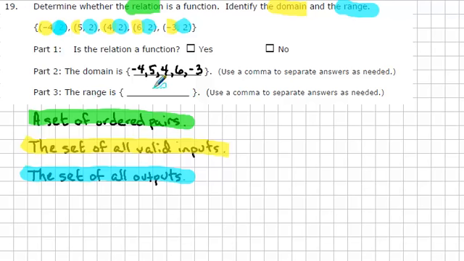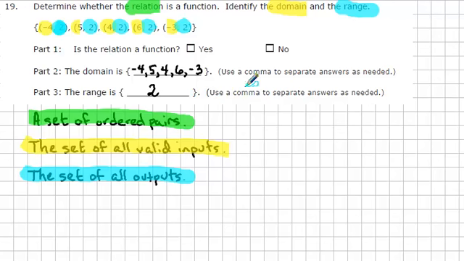So the range is the set that contains the number 2. So even though 2 occurred 5 times, we only list it once. 2 is the only number in the range. The range is the set containing the number 2.